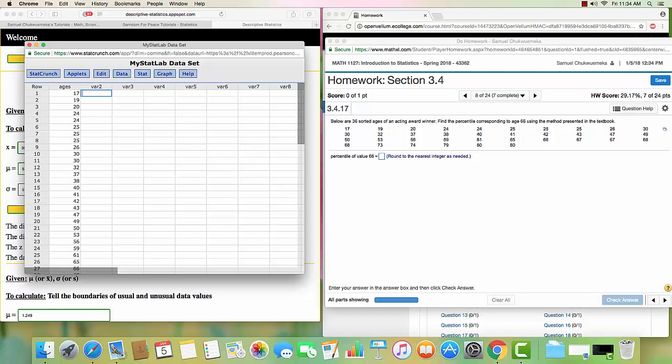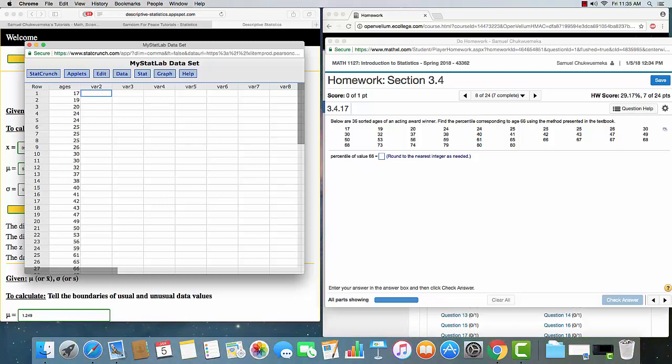The percentile of the value 66. Before we find it, we have to sort the data. We have to arrange the data in ascending order. We do it in ascending order because you start from kindergarten, to the first grade, to the second grade, to the third grade. Ascending order. We prefer ascending order, very important.